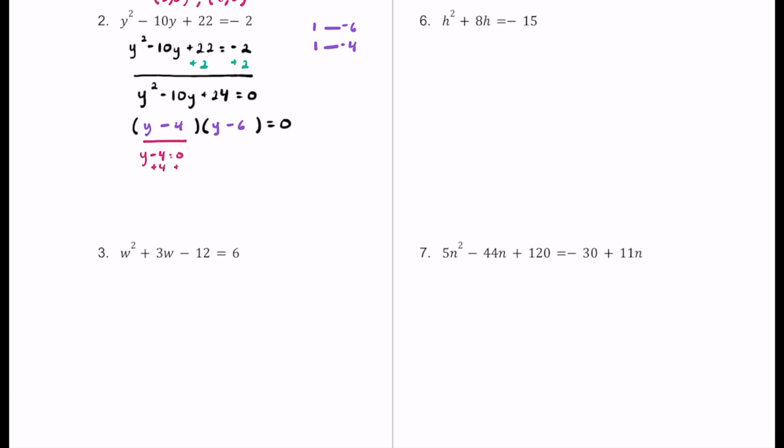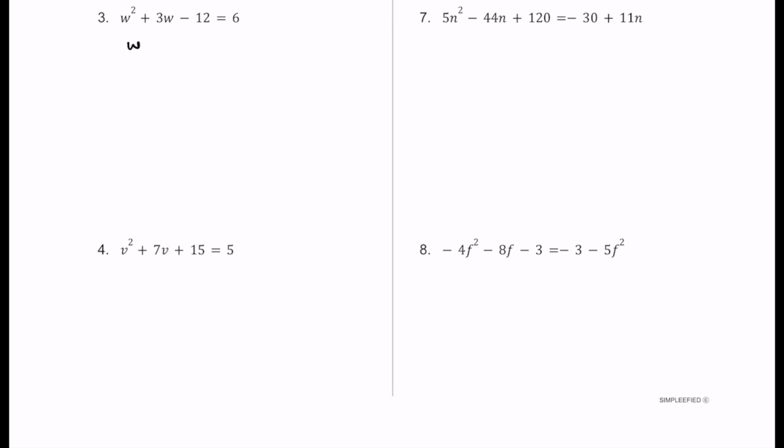Add 4, add 4. You can notice here that if y was equal to positive 4, then the whole thing would equal 0. And then looking at this binomial, you can say y minus 6 is equal to 0. Go ahead and add 6 to both sides. So if y was equal to positive 6, then the whole thing would equal 0. So this parabola would cross the x-axis at (4, 0) and at (6, 0). These would be the 2 solutions, or the 2 x-intercepts for this parabola.